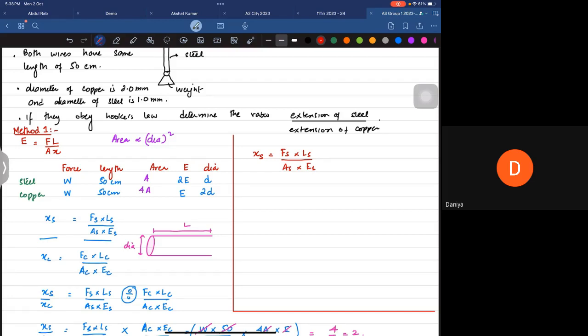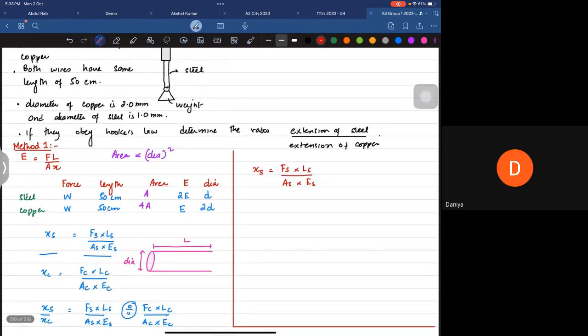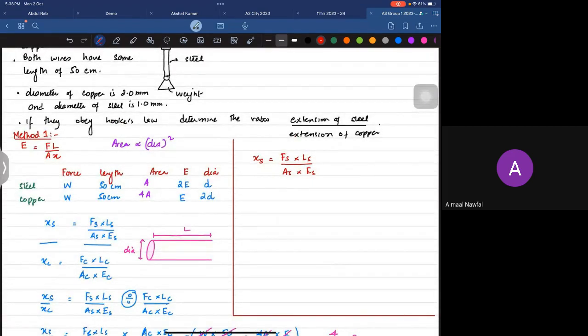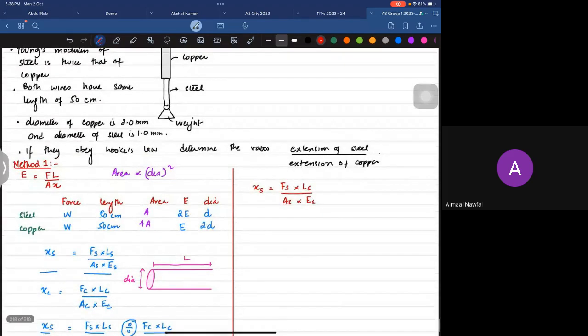Now see, the weight force is the same, so we're going to ignore that completely. The length is also the same, but the area of steel is A, but the Young modulus of steel is 2 times. You see, they have an inverse relationship. You guys agree? Yes. If you multiply by 2, what will happen? It will become half because they're inversely proportional. Do you guys get it? Yes.